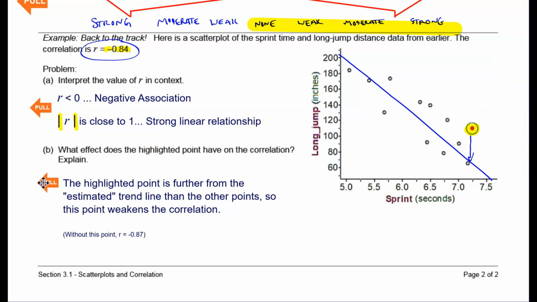The highlighted point is further from the estimated trend line than a lot of the other points. So that point actually weakens the correlation. If that point were removed, the correlation would improve to negative 0.87. Not a huge change, but it definitely follows our expectation. Okay, that's enough for page 2. We're going to shut this one down and then pick up page 3 shortly. Don't forget, I mentioned that this was out of 4 pages.